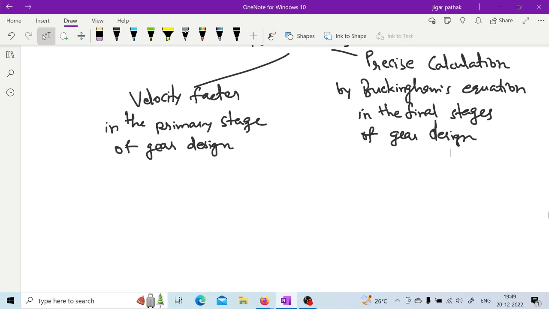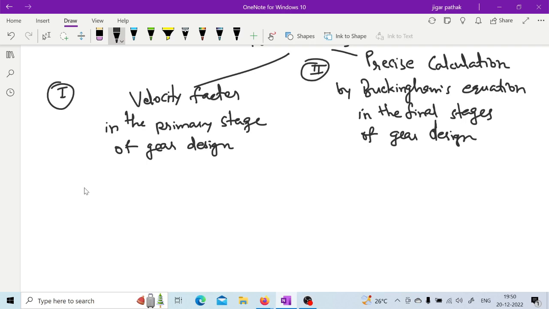So I guess it is clear, right? Now, what we need to do is discuss both methods one by one, the primary stage and the final stage. We will discuss right now when you are going to use this velocity factor and when you are going to use the precise calculation in order to calculate the dynamic load, right? So first we start with the velocity factor.